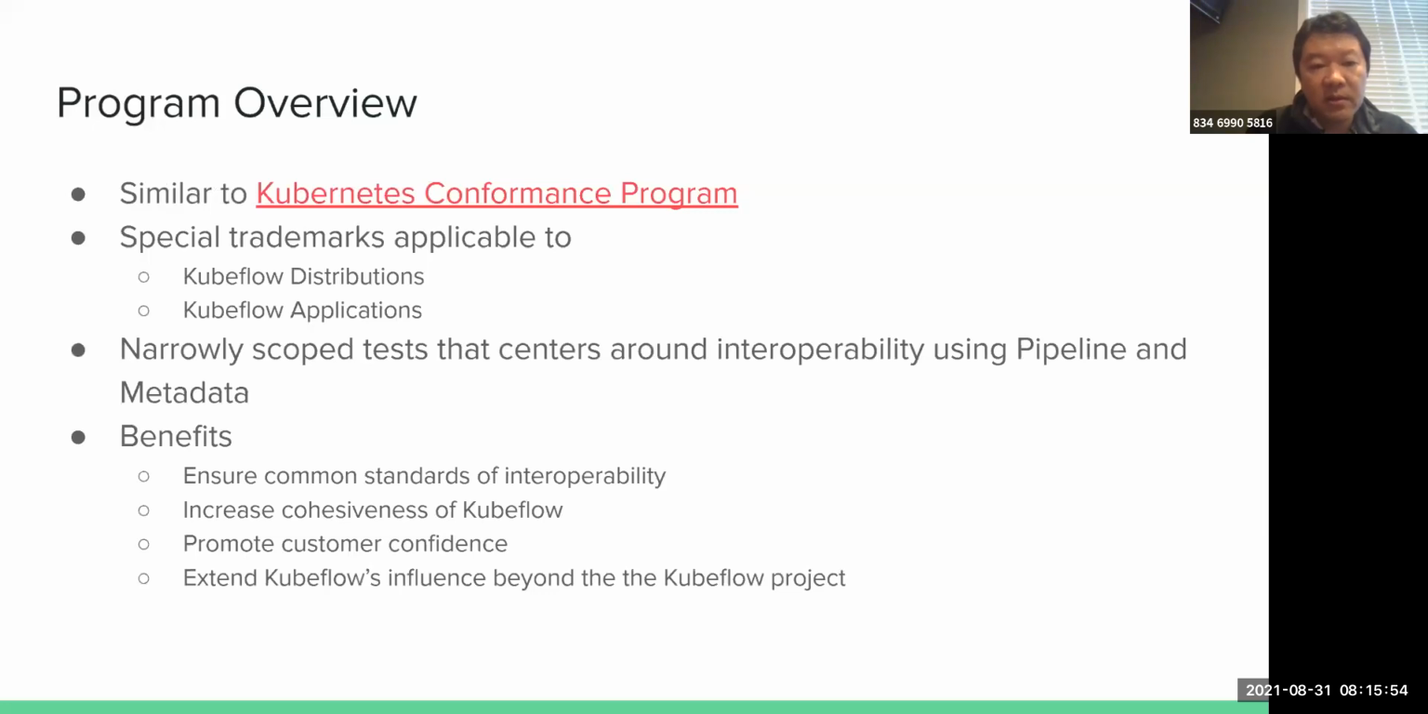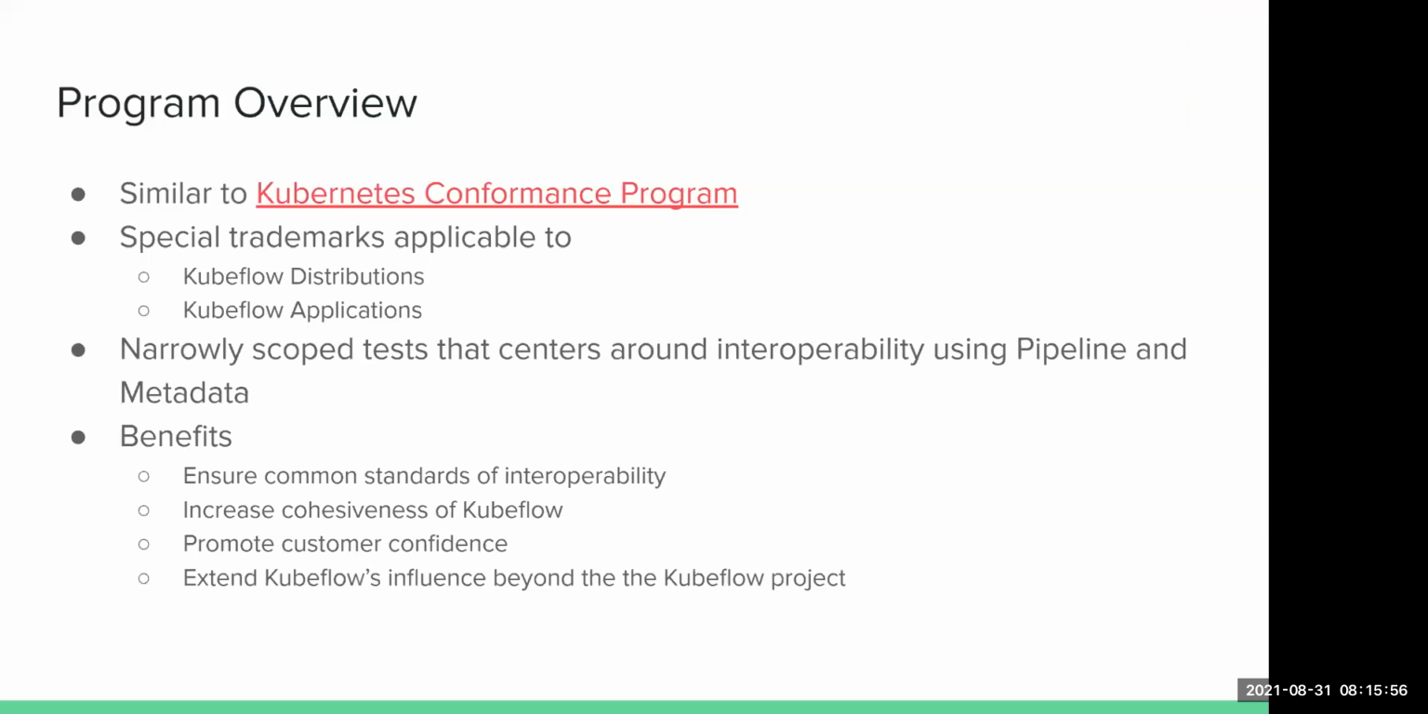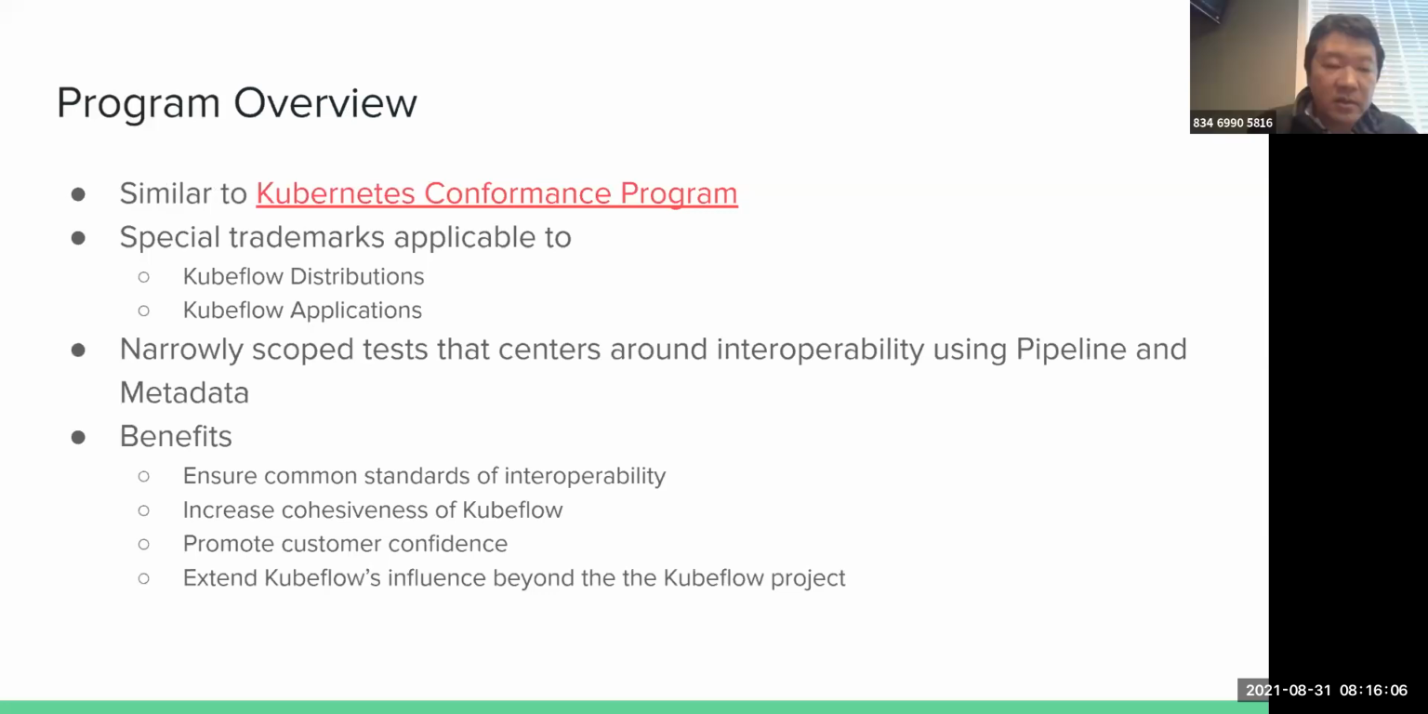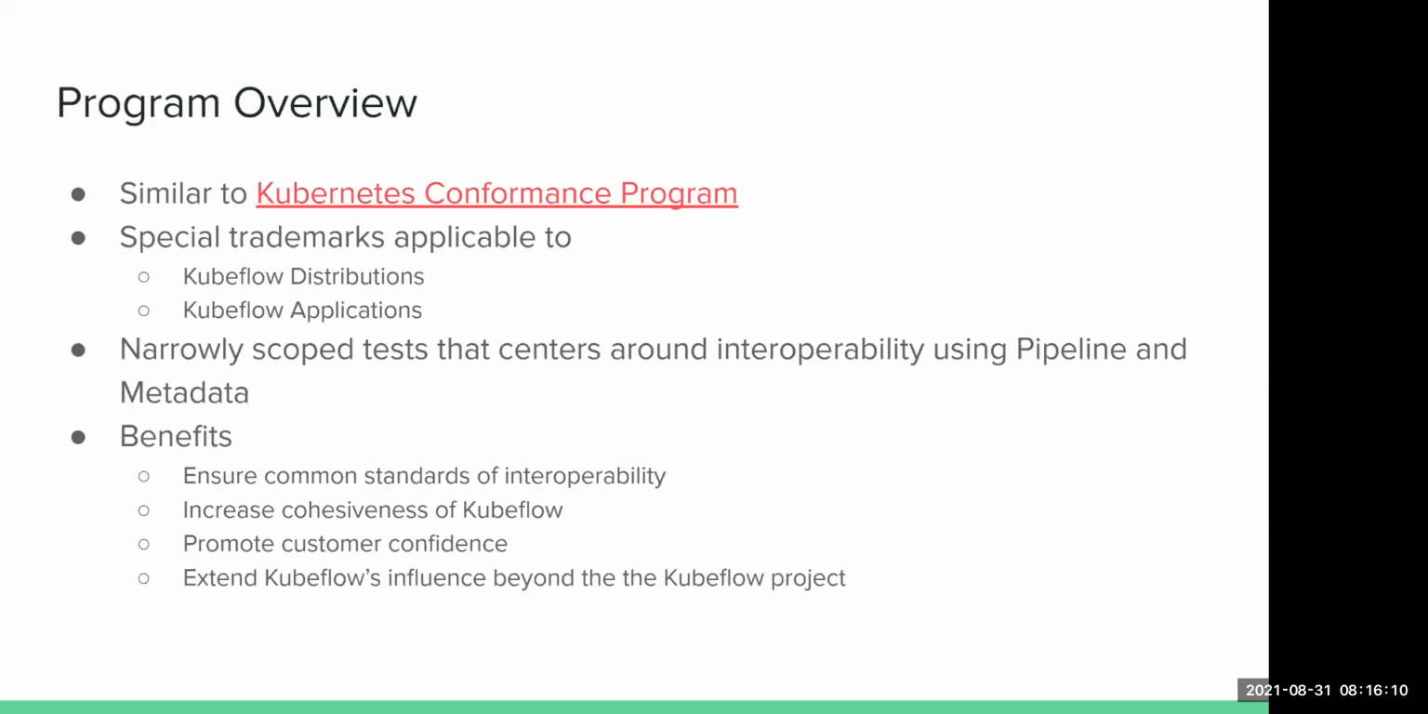Okay. I'm guessing the decision is a pass or fail with deterministic criteria, right? That's correct. Yes. Okay. And then is there a reason why pipeline and metadata were chosen first, or are other components going to be added?